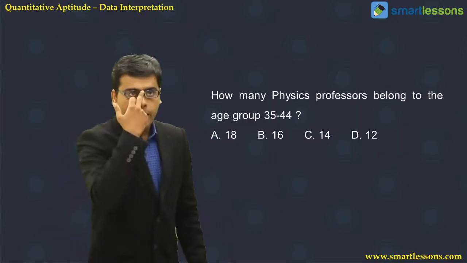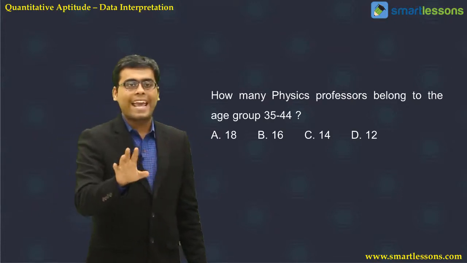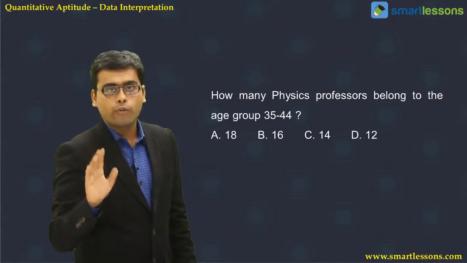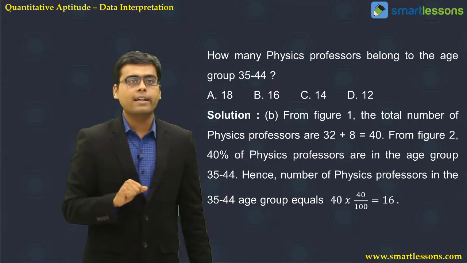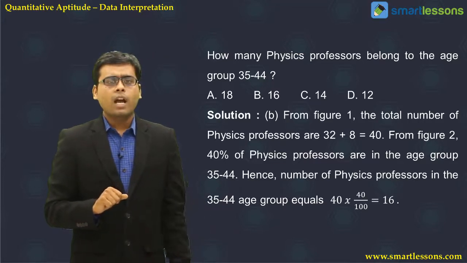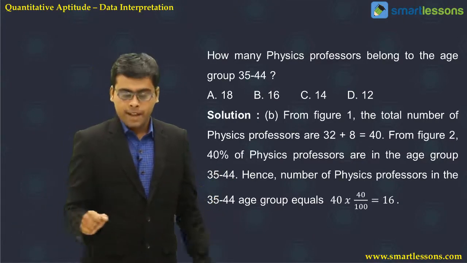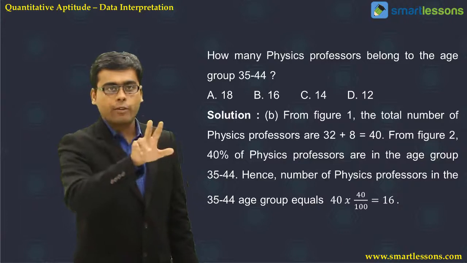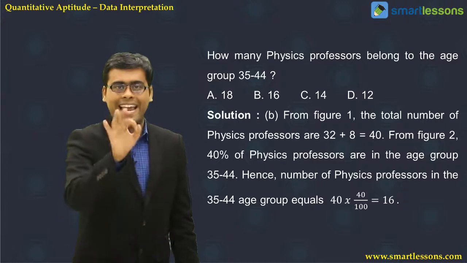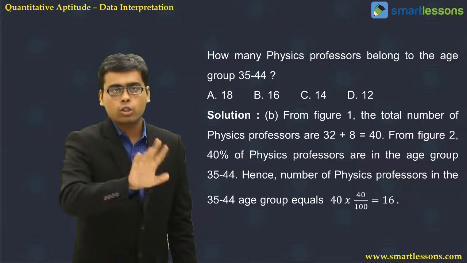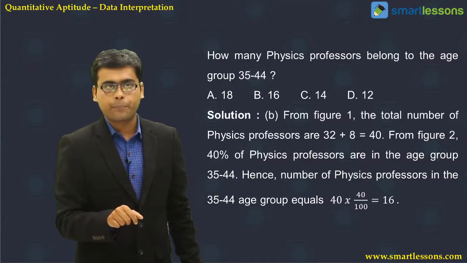So let's start. First question, how many physics professors belong to the age group 35 to 44? Now the first thing you need to find is the total number of physics professors, including male and female. If you refer to the bar chart, you can see there are 32 male professors in physics and 8 female professors in physics. So the total number of physics professors is 32 plus 8, that is 40.